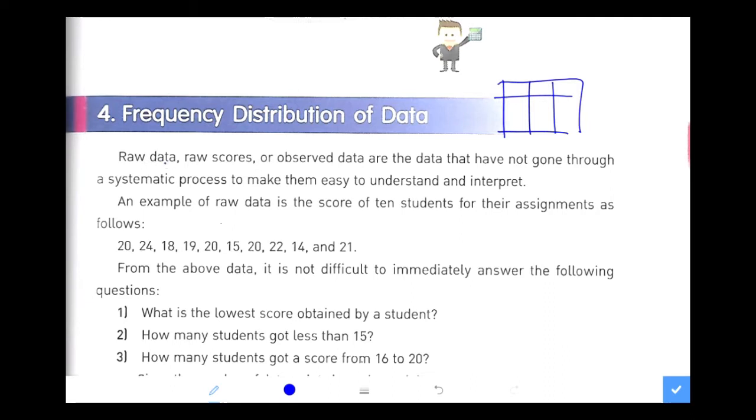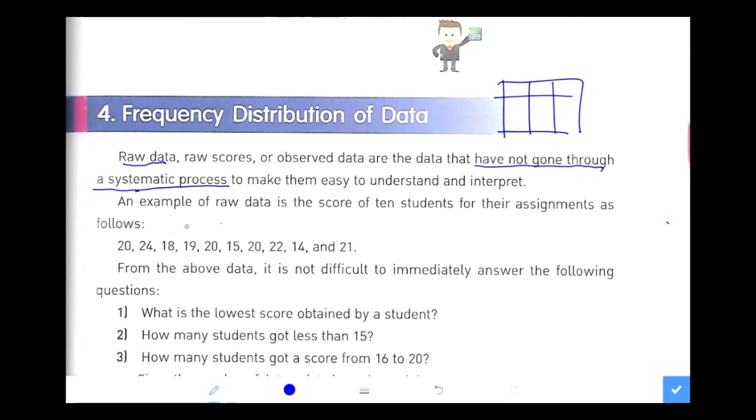It's raw data. When we talk about raw data, we talk about the information that you have but haven't done anything with. You just leave it there. You have not gone through a systematic process to make it easy to understand.